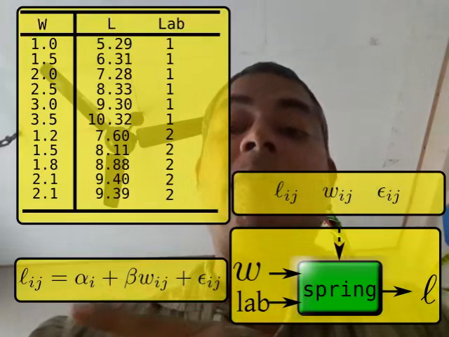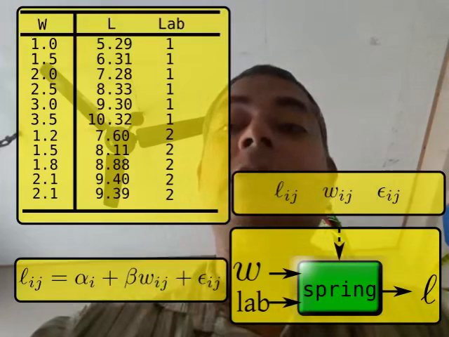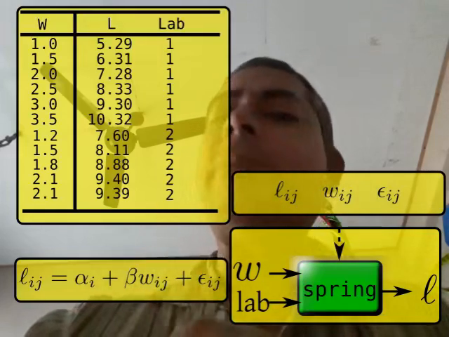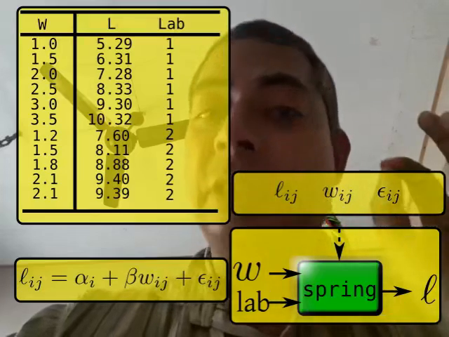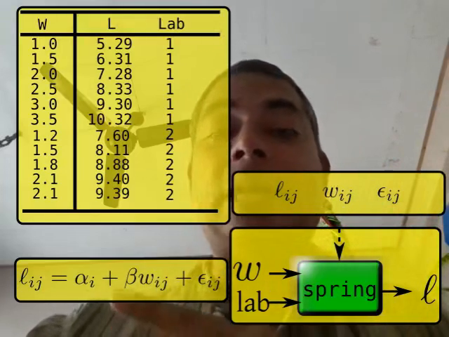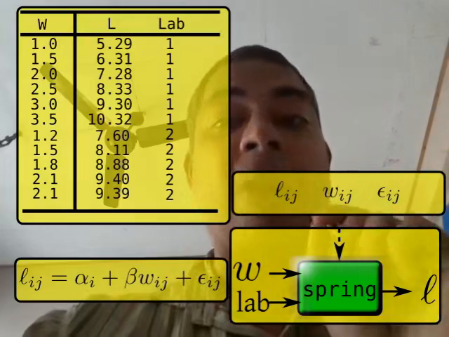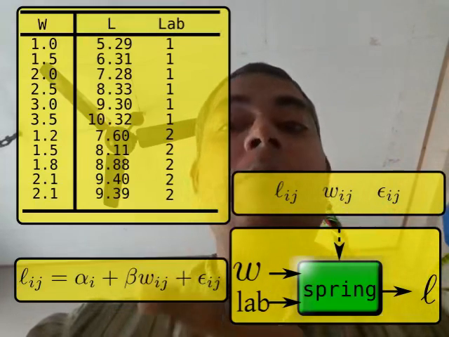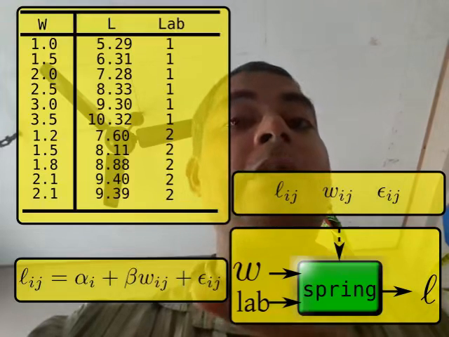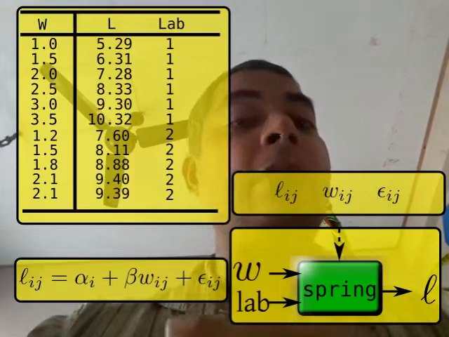So I have got alpha 1, alpha 2, i has two values. Those are parameters but not of primary importance in this example. Beta is the parameter of primary importance, then wij plus epsilon ij. So this is one possible model.